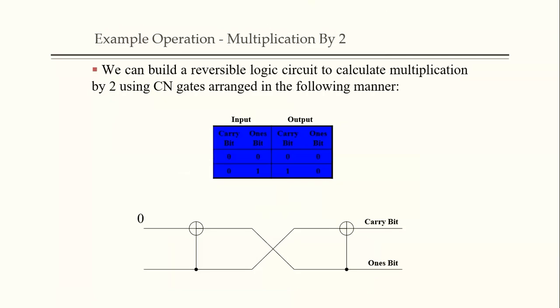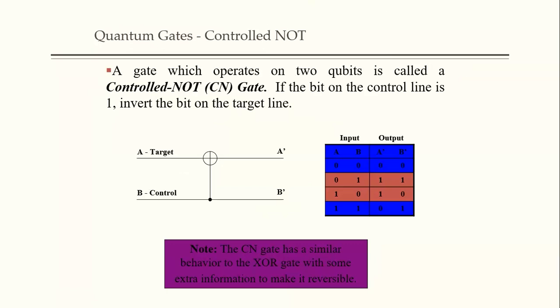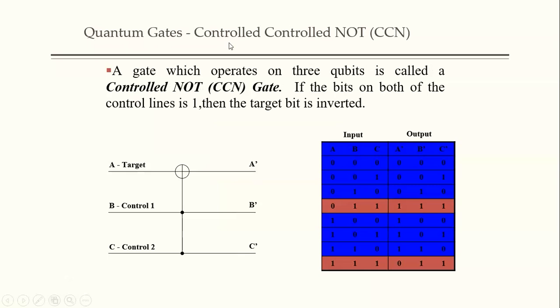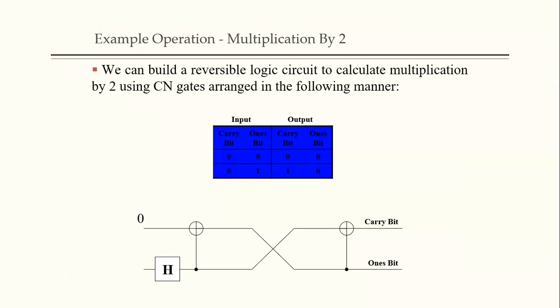Now for multiplication by 2. What I told here means 0, 0 gives carry bit 0 and ones bit also 0. For this operation, I am explaining these two, 0, 1 and 1, 0. See here, 0, 0 gives 0, 0. 0, 1 means carry will be 1 and the ones bit is 0. So this carry will become 1 in addition. So here we will get another one. Now we can build reversible logic circuits calculating multiplication by 2. See here.